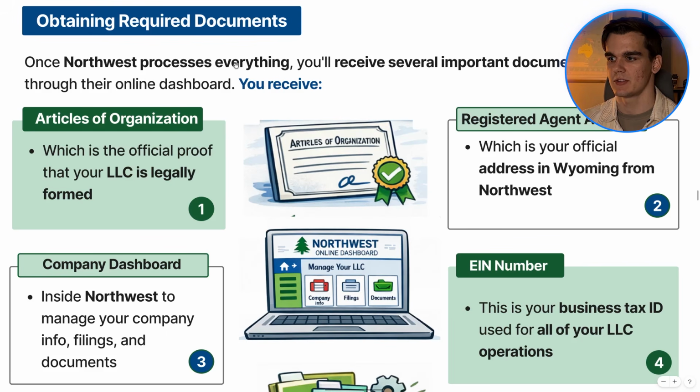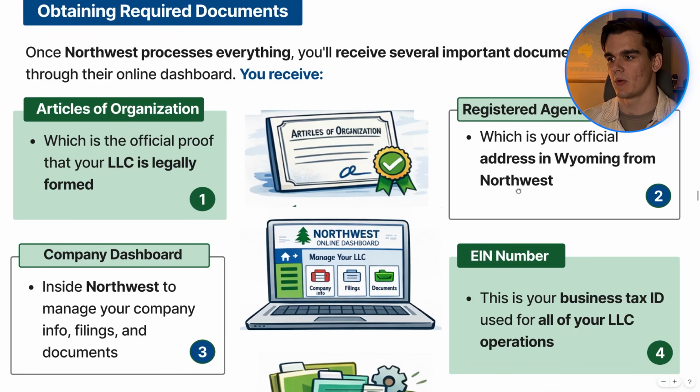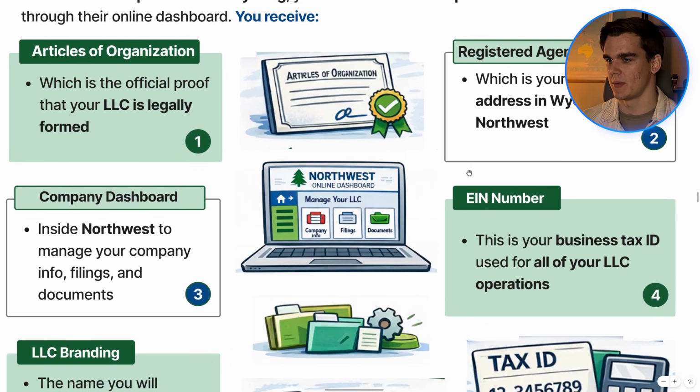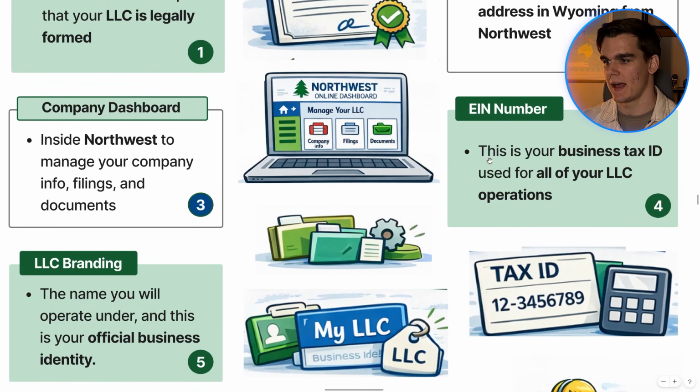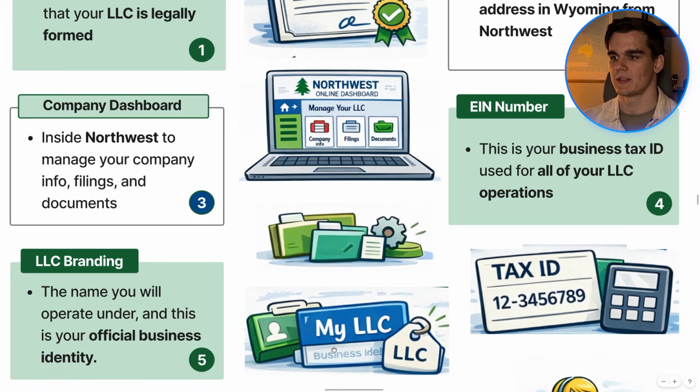Once Northwest processes everything, you receive several important documents through their online dashboard. You will receive your articles of organization, which is the official proof that your LLC is legally formed, your registered agent address, which is your official address in Wyoming from Northwest, your company dashboard inside Northwest to manage your company info, the filings and documents. Then of course the EIN number, this is your business tax ID used for all your LLC operations. And then your LLC branding, so the name you will operate under, so this will be your business identity.